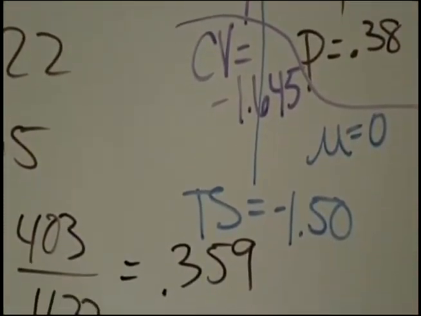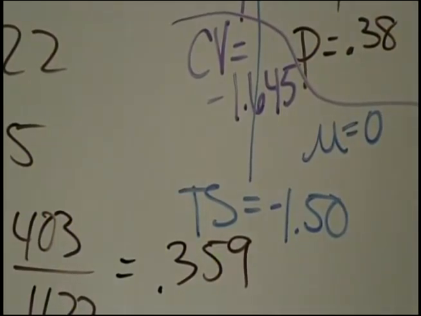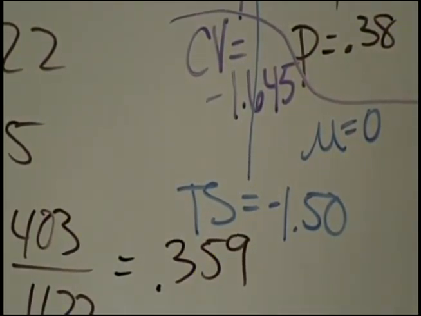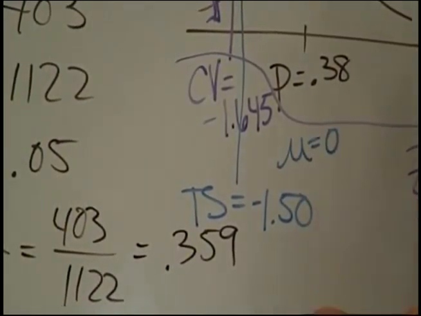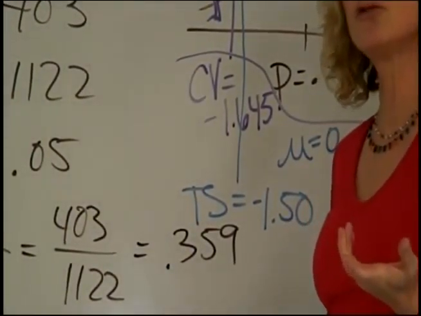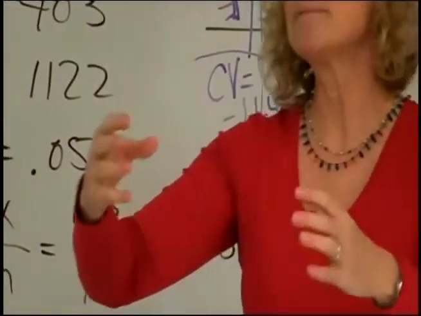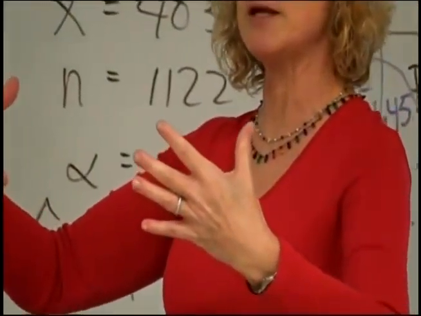So therefore, what's our initial conclusion? Do not reject. Do not reject H0. This is a close one. Our initial conclusion will just be reject or not reject, and then our final conclusion, we'll talk about what that means.